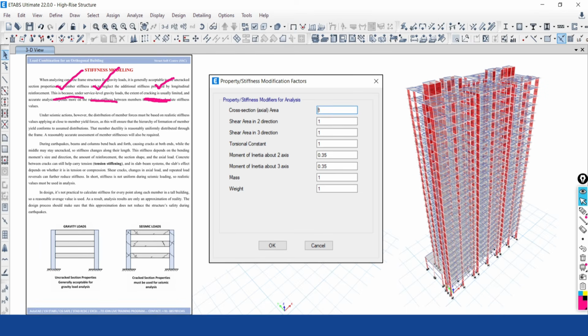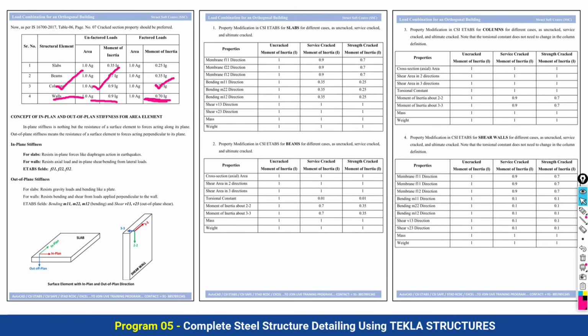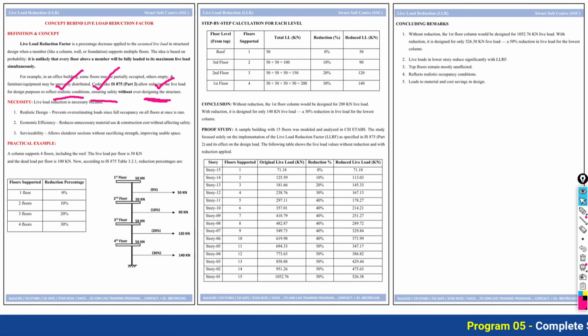Okay, so you will get the knowledge of this concept, its implementation in the ETABS software, and thereafter how to implement this stiffness concept or cracked analysis in plane stiffness and out of plane stiffness, as per the codal consideration. We are going to learn what the live load reduction factor means if you are going to deal with a tall structure.